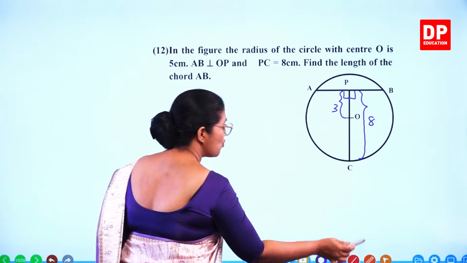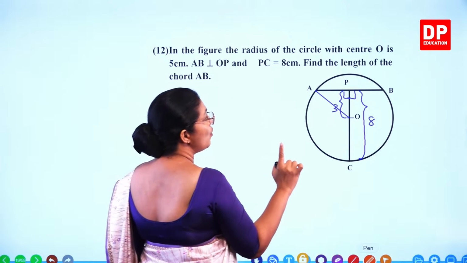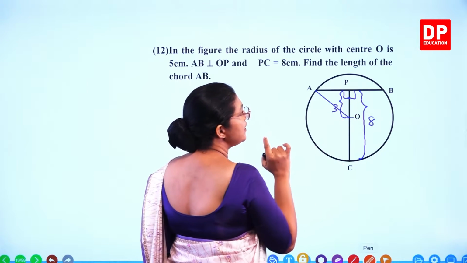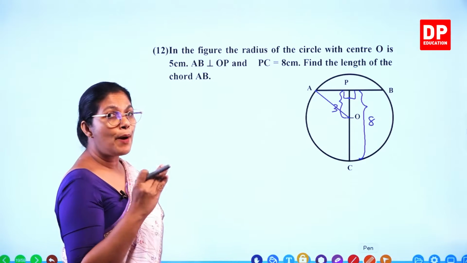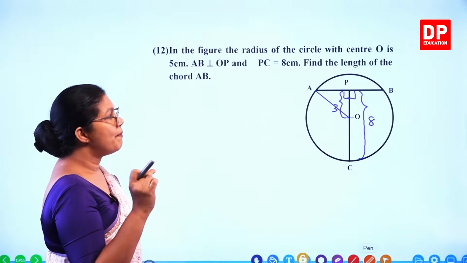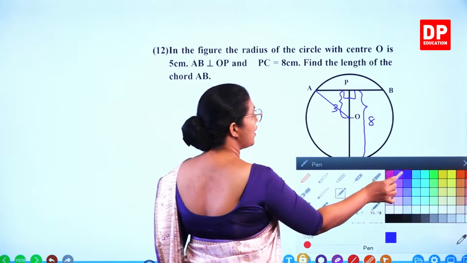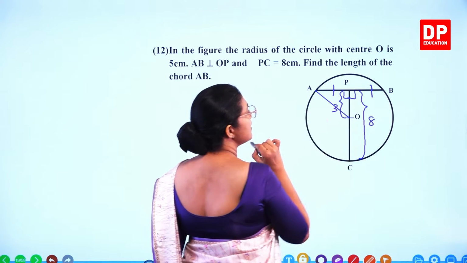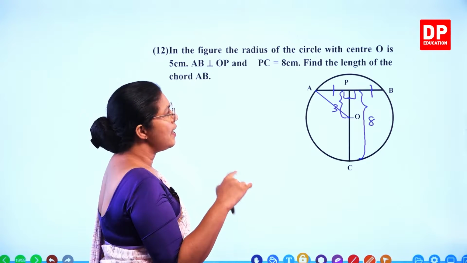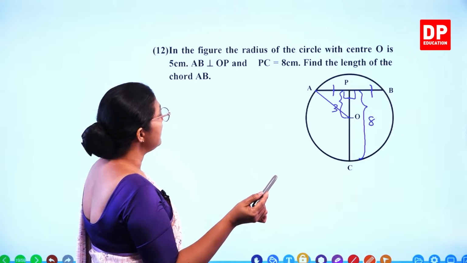But when you draw the triangle here, we know that according to the chord theorem, when you draw a perpendicular from the center to the chord, it bisects the chord. So P becomes the midpoint of the chord. So that means this length and this length are both equal. So if you can find out one length AP, you can multiply by 2 to get the chord length.